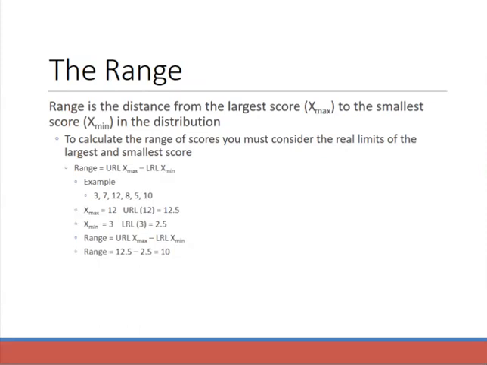But if we have continuous data, we've got this example here of a bunch of different scores. X max is 12, the highest number in this sample. The upper real limit of a score of 12 would be 12.5. X min, the lowest score in this sample, is 3, so the lower real limit of 3 is 2.5. The range is the upper real limit of X max minus the lower real limit of X min, so the range would actually be 10 for this.